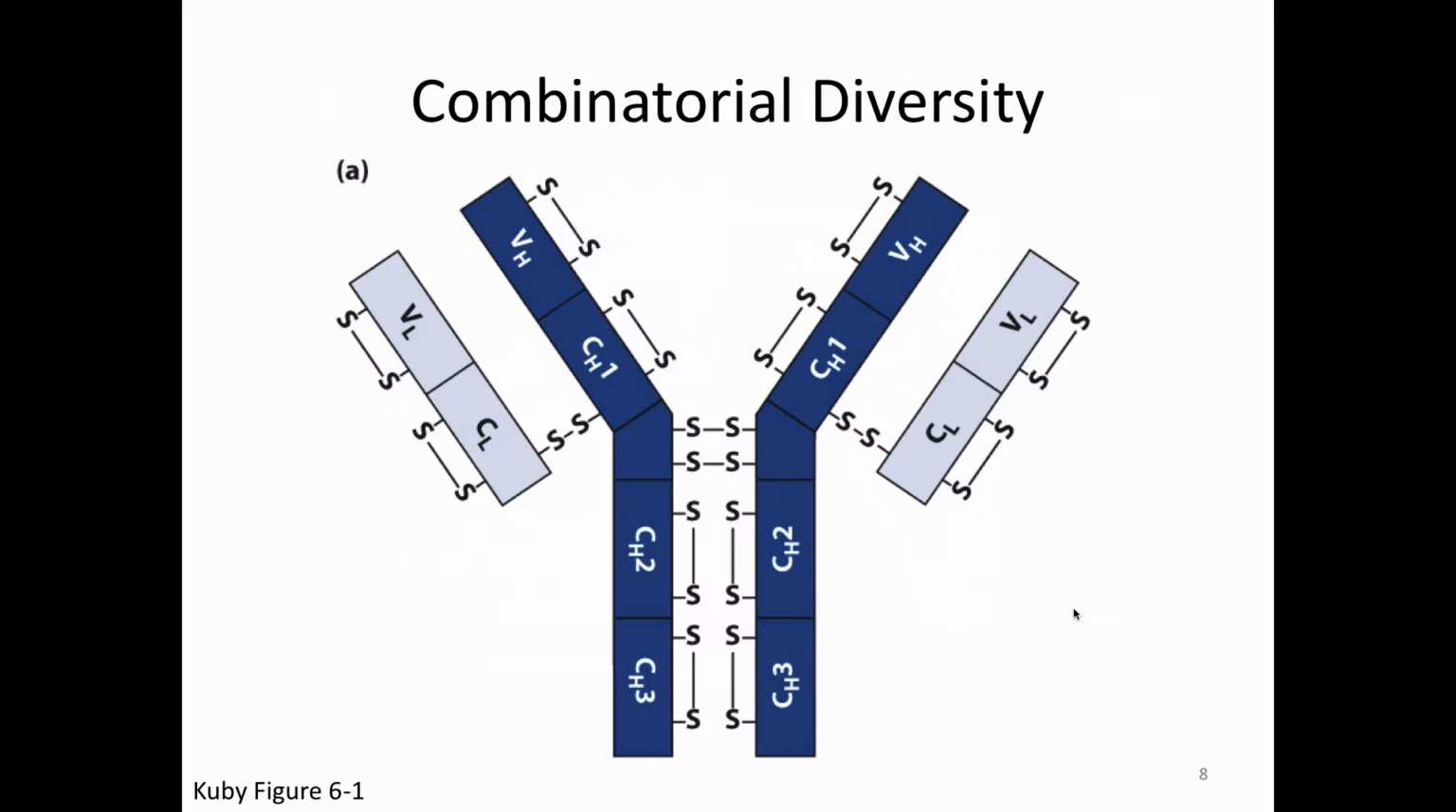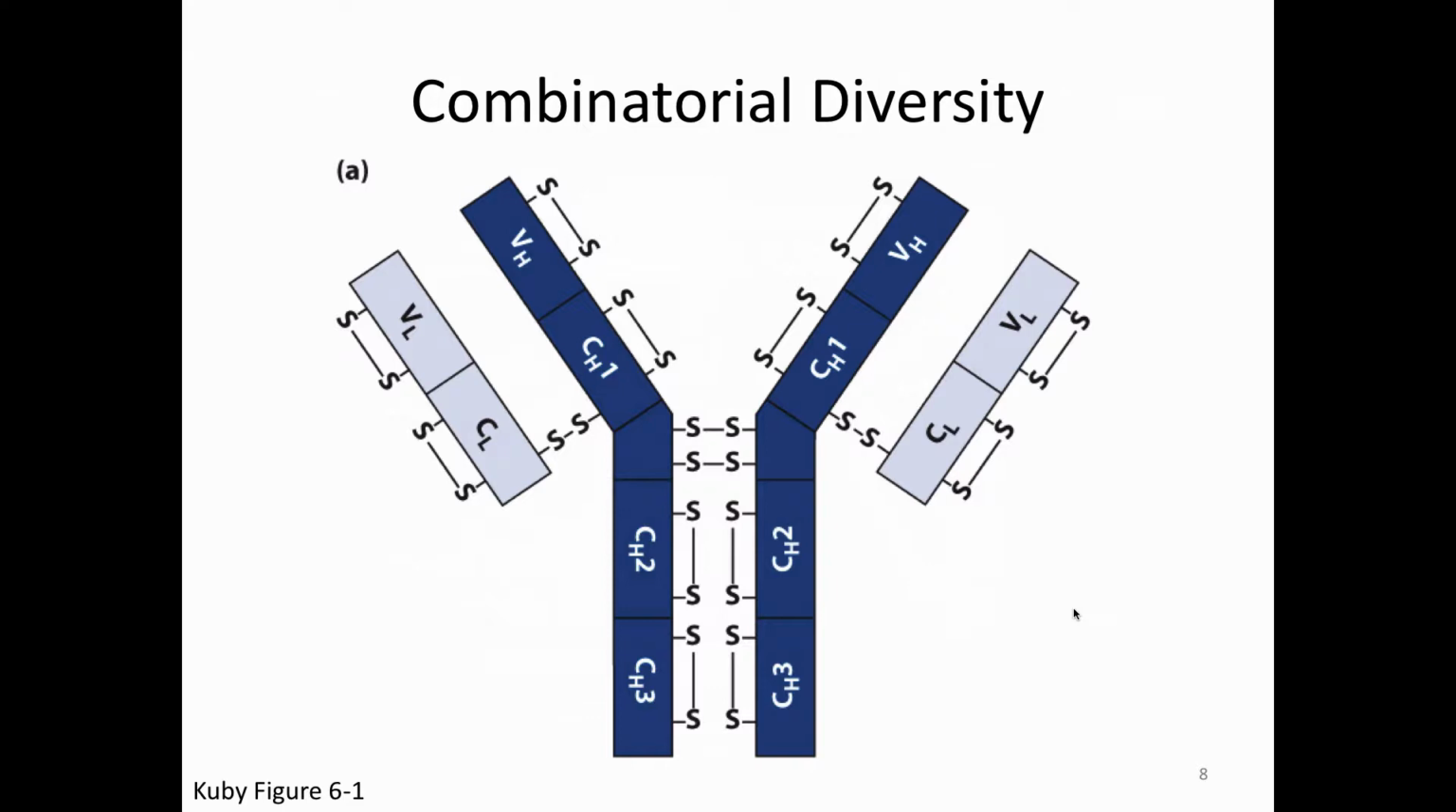And in fact, you've already kind of seen one level of combinatorial diversity for antibodies, which is that antibodies contain 2 copies of an identical heavy chain and 2 copies of an identical light chain. So in fact, you have 2 genes, the heavy chain gene and the light chain gene, and you can pair different versions of them to get different antibodies.